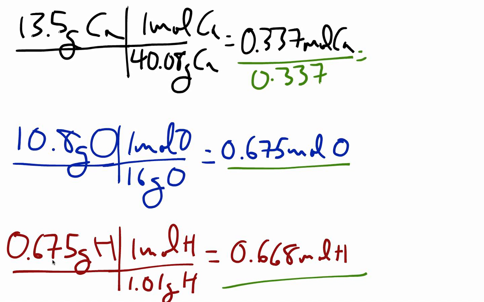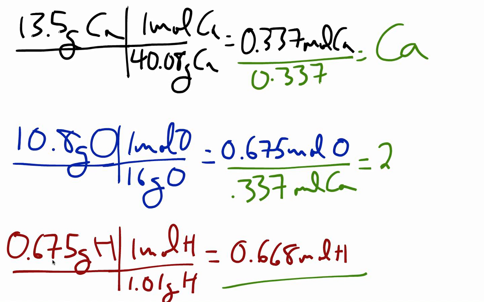So I get a ratio for calcium of, well, calcium is 1 to 1, so the smallest one is almost always going to be 1 here. Divide 0.675 by 0.337 moles of calcium, and I find for every 1 calcium, there's 2, comes out almost perfectly to 2 oxygens per 1 calcium, because I'm dividing by calcium. So it's 2 moles of oxygen to every 1 mole of calcium.